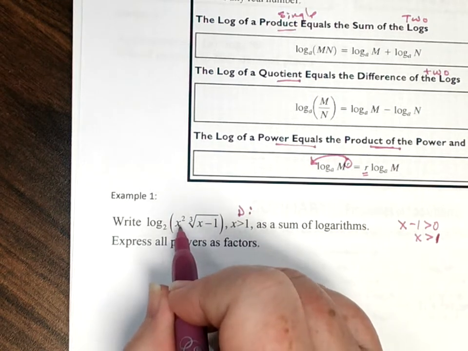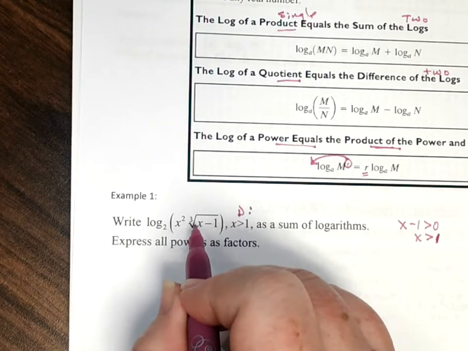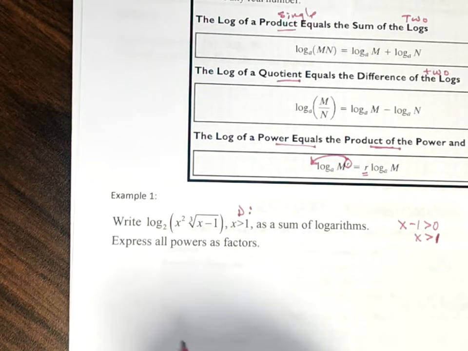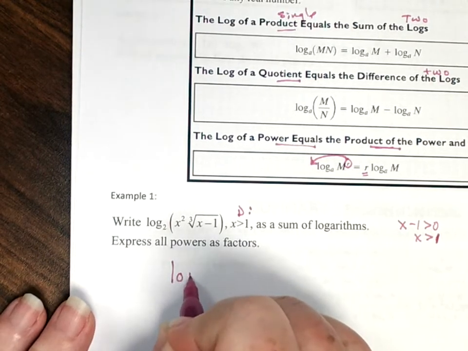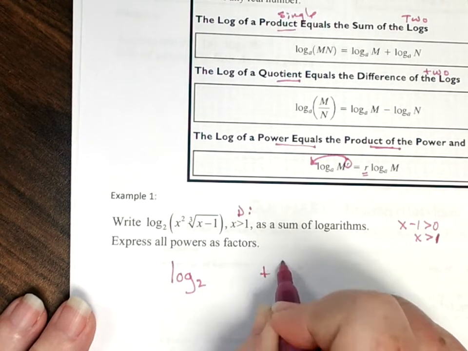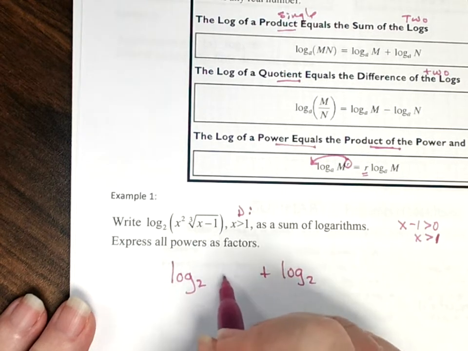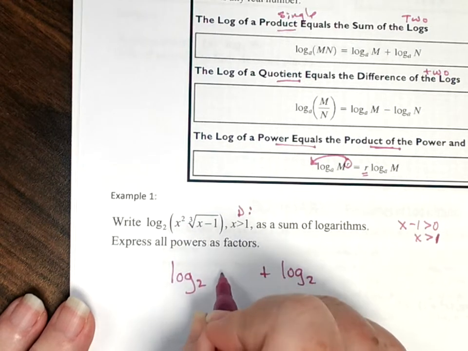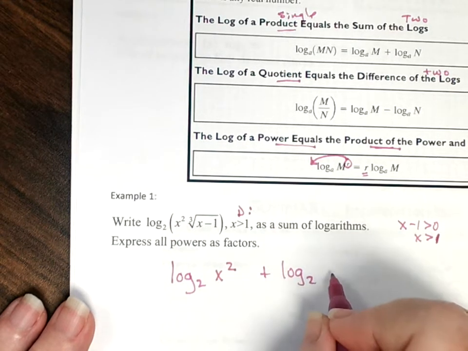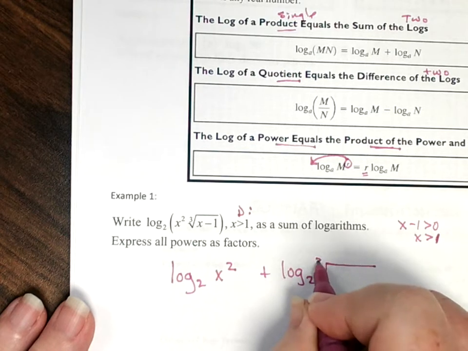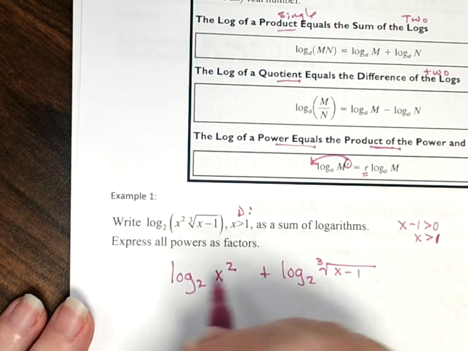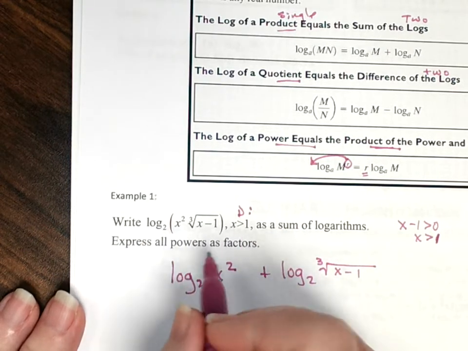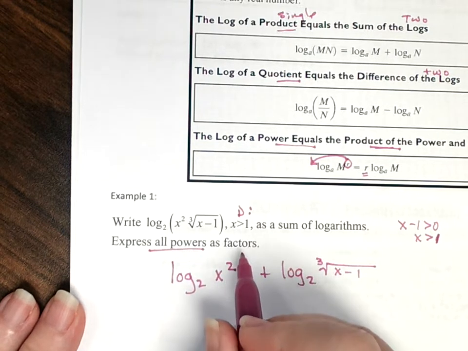They want us to take this problem, which is x squared times the cube root of x minus 1, and write it as two logarithms that are added together. Both of those original logarithms will have a base of 2. So we're going to write it as log base 2 of something plus log base 2 of something else. And what that something is, is x squared and the cube root of x minus 1. Now this is actually written as a sum of logs. We could stop there, except they told us they want us to write all of our powers as factors.